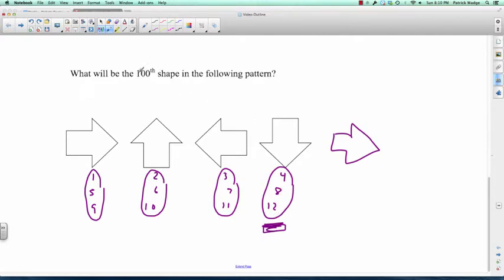So is 100 a multiple of 4? Does 4 go into 100 evenly? Yeah, it does. It goes in 25 times. So this is the one. The 25th row will have 100 right here. Okay? All right. Similar question here.